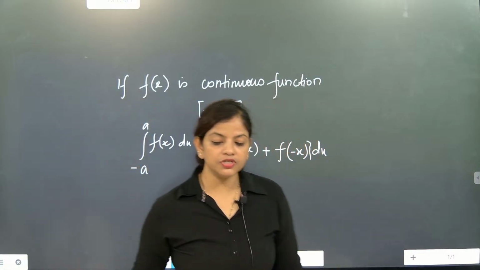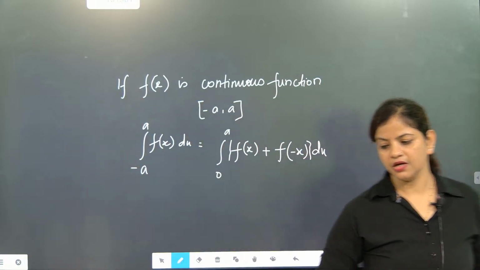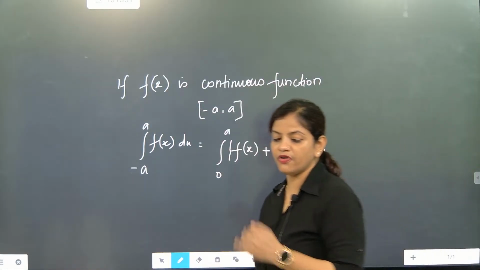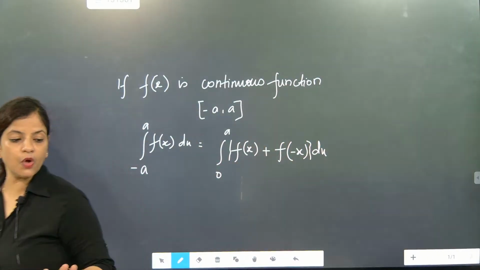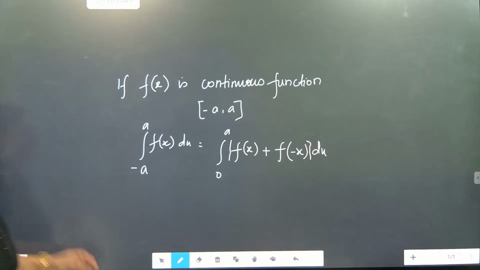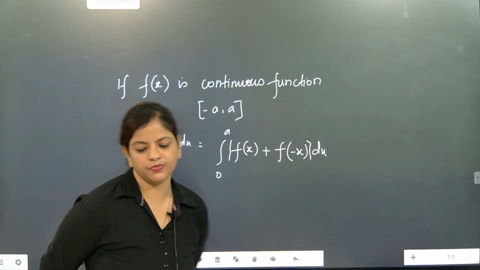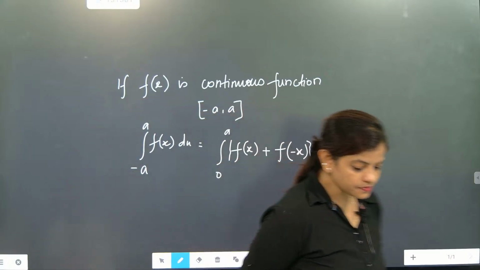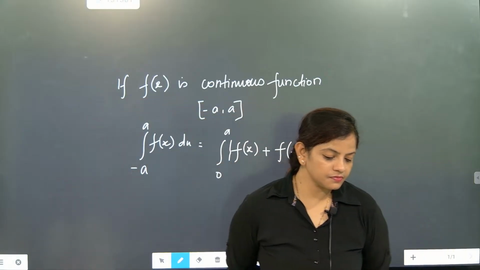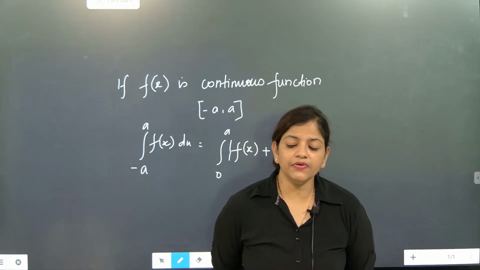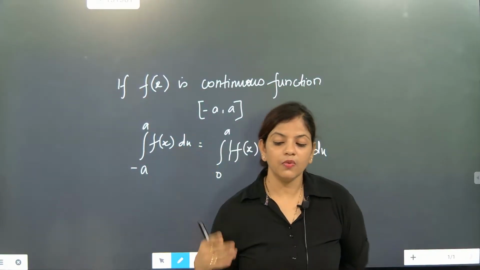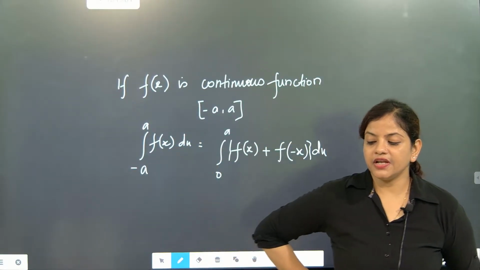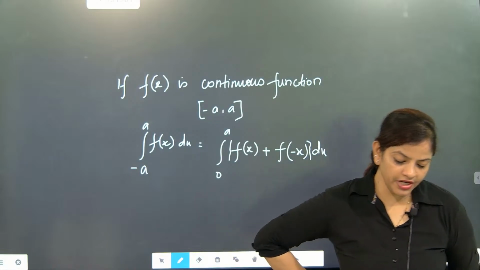Okay, note down this property, property number 8. It is coming as f of x plus f of minus x, dx. This is property number 8. Note down. Directly we will be writing from 0 to a, one time f of x and then f of minus x, dx. This is property number 8.